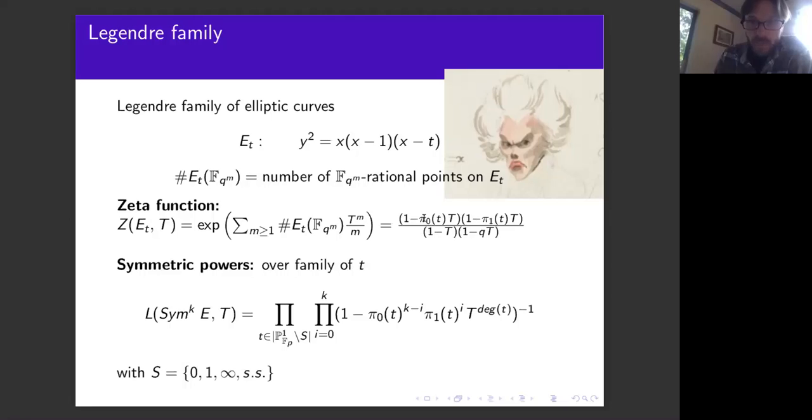And also you can plug them into, and this is what I want to focus on, a symmetric power. Here the L-function is defined to be the product from i equals 0 to k of this symmetric product of the roots. And here you're also taking the product over the family where t goes over P^1, but you're taking out 0, 1, infinity, and the supersingular points for this product.